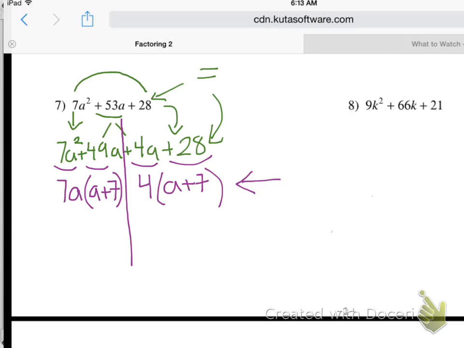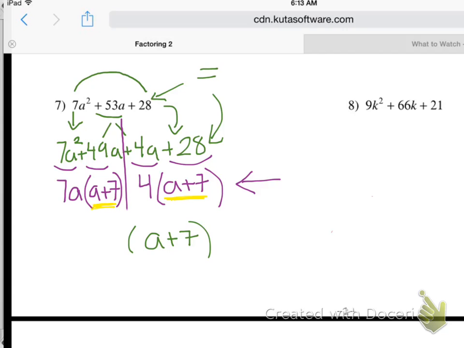Okay. Now, what I want you to notice, really important, this is the best part, I got a match here and here. These parentheses actually are the same. And that's really crucial for this method. You need that. So where I have parentheses that are the same, I'm going to copy that, a plus 7. It's just telling me that a plus 7 is a factor of the original polynomial.